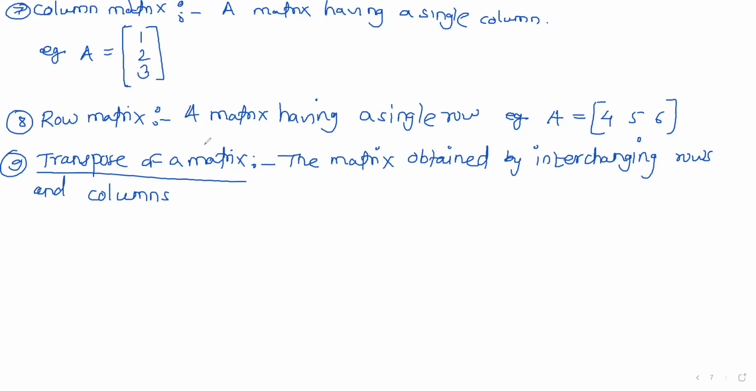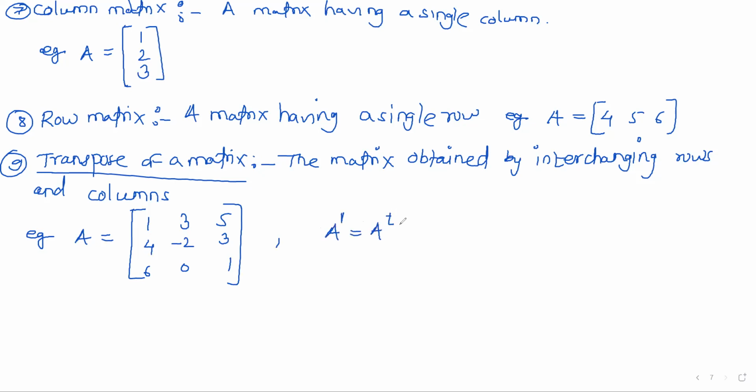Or columns and rows, right? For example, if A is a matrix of order 3, say 1, 3, 5, 4, -1, -2, 3, 6, 0, 1. This is the matrix. Then its transpose is denoted by A transpose. You can write A dash or A transpose T. It is nothing but interchanging rows and columns.